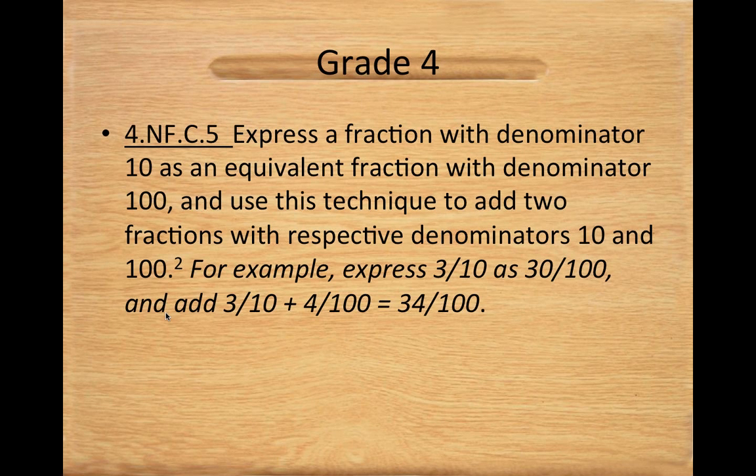Okay. Here is another one of the Common Core standards. Express fractions with denominators 10 as an equivalent fraction with denominators 100. And use the technique to add two fractions with respective denominators, such as 3/10 as 30/100. To add 3/10 and 4/100 would give me 34/100.